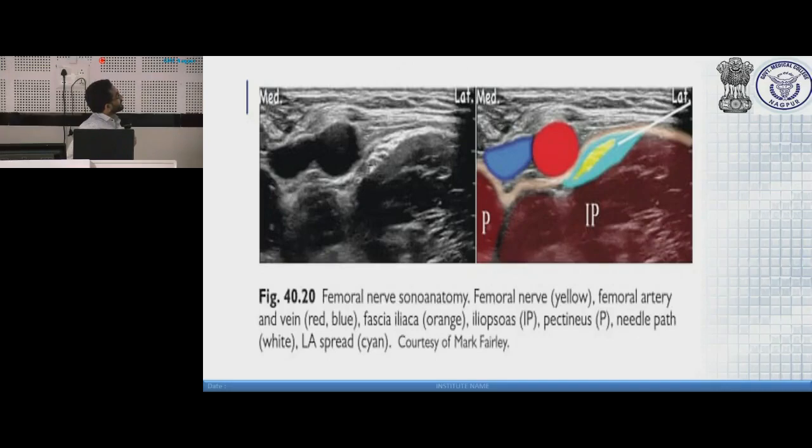So the needle path should be from here, lateral to medial, here to here. Deposit around 15 ml of local anesthetic, and action will begin after 5 to 10 minutes.